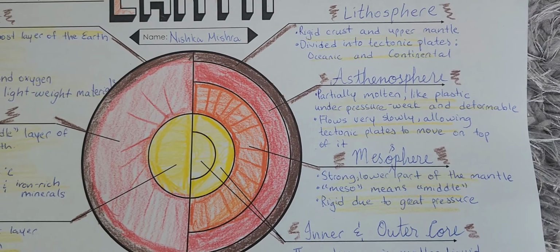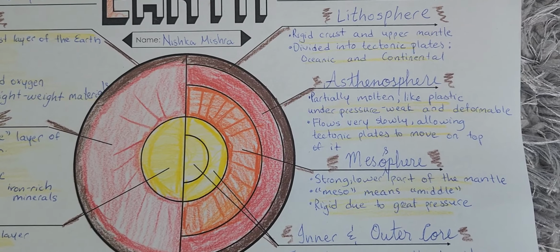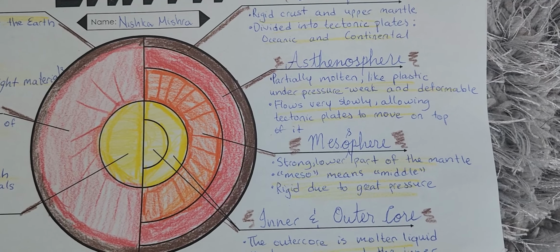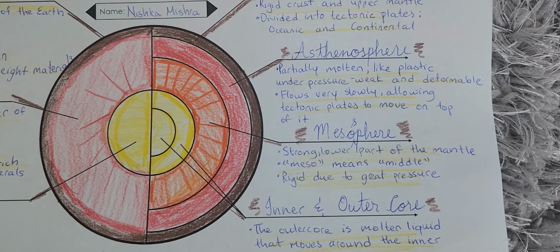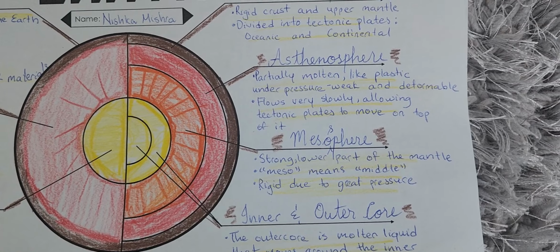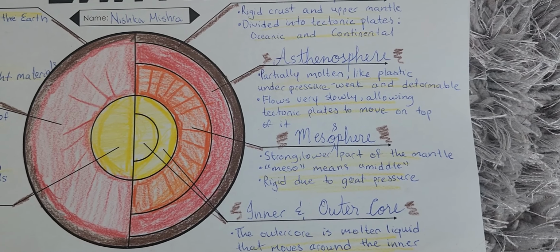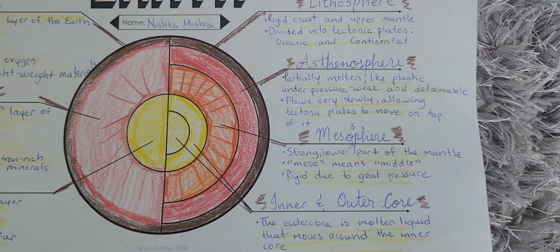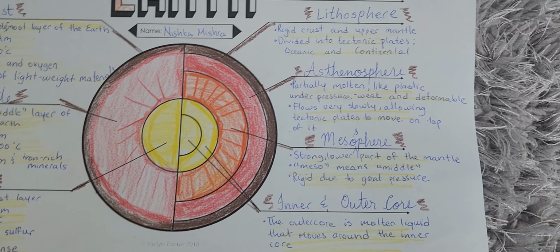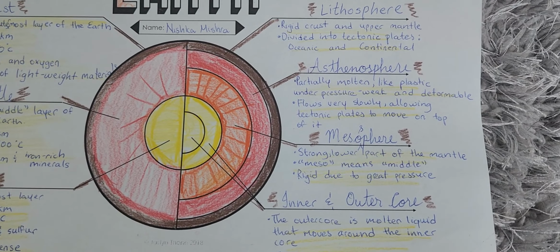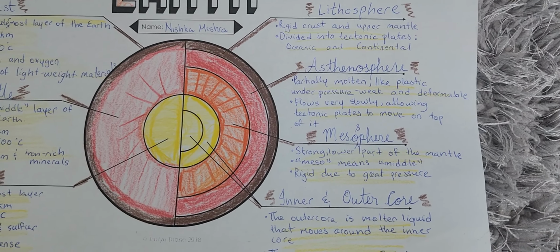The second layer is the asthenosphere. The asthenosphere is partially molten, and it's weak and deformable. So it's like plastic under pressure. The asthenosphere flows very slowly, allowing tectonic plates to move on top of it. So the asthenosphere moves, which is why the tectonic plates on the lithosphere move too. So the asthenosphere, the materials in it can flow.